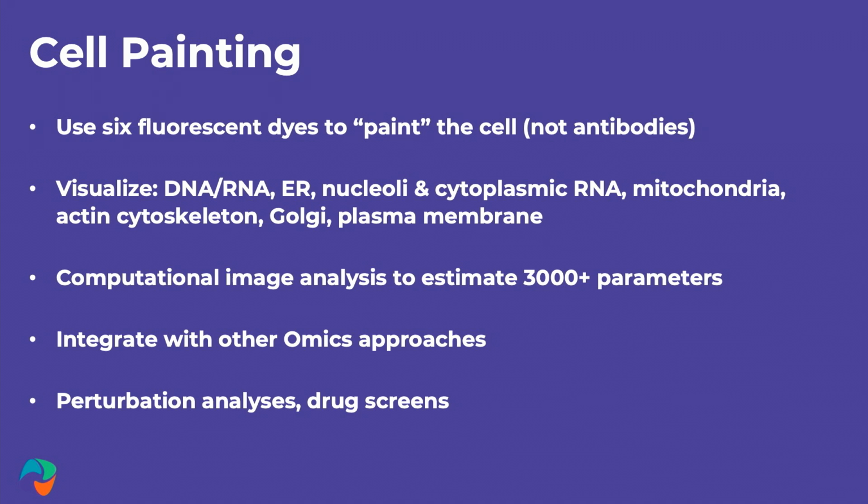Six different fluorescent dyes that allow you to visualize DNA and RNA, endoplasmic reticulum, nucleoli, cytoplasmic RNA, mitochondria, which everybody probably knows generate energy in the cell, and then the actin cytoskeleton, Golgi, which is where the proteins are made, and the plasma membrane.